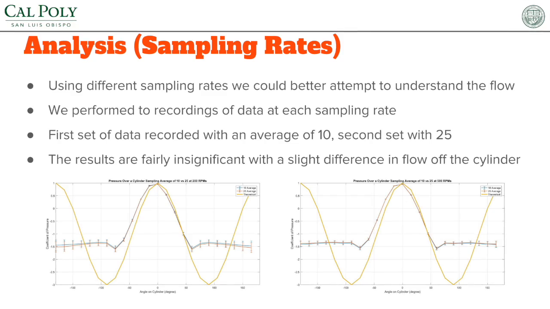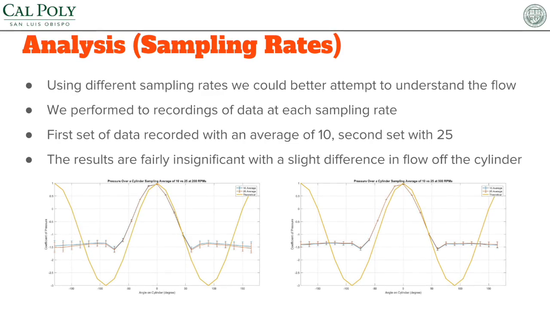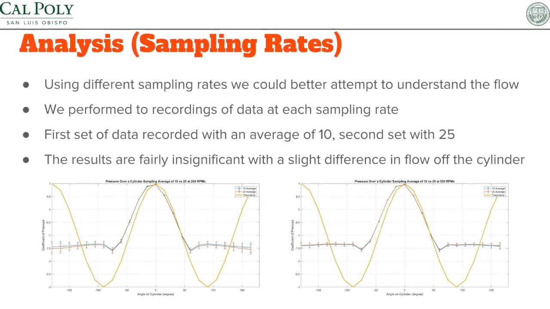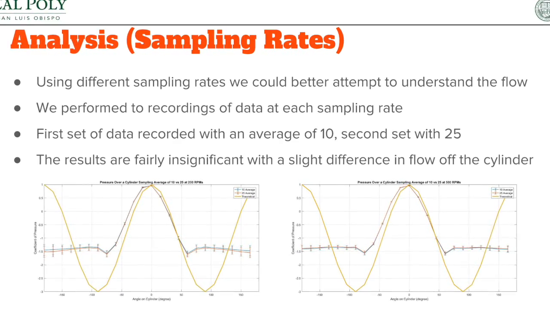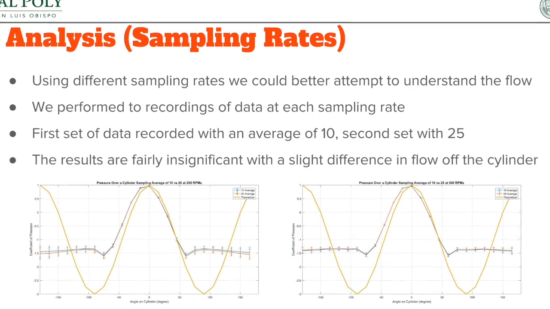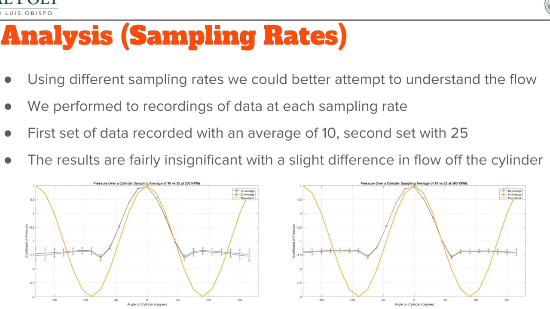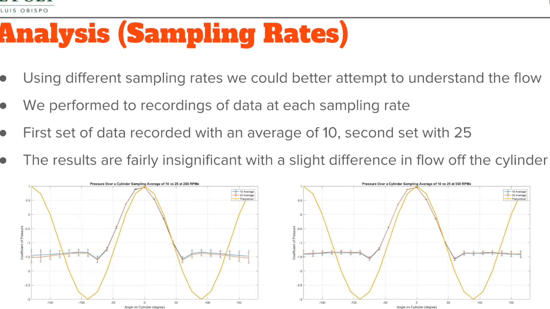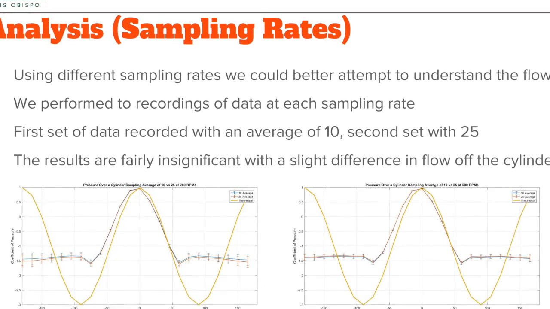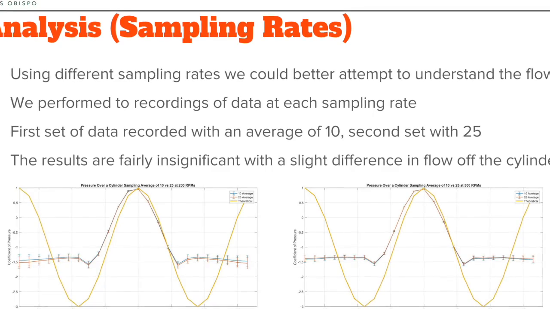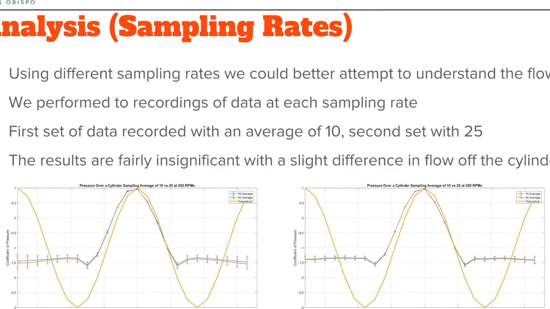The next major part of the testing was to adjust the sampling rates. We changed the average setting from averaging 10 to 25 values to see how our data would be affected. The data itself was very similar at both sampling rates. The reason that they are slightly different is due to how the flow separates and the ability to capture these changes as pressure values. The graph shows 200 RPMs on the left side and 500 RPMs on the right side.